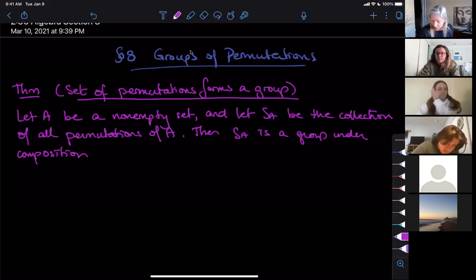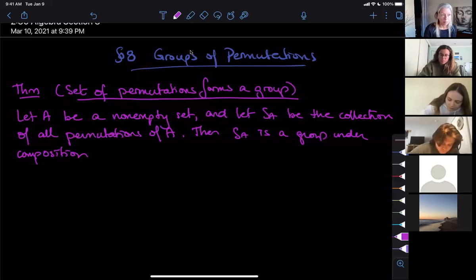No? All right. So last time at the very end of class, we were talking about this theorem, which says that if you have a set A, and you consider the collection of all the permutations of A, the set of permutations forms a group, where the operation is function composition. And then I asked you to move into breakout rooms and talk about this, and I think many of you made progress.